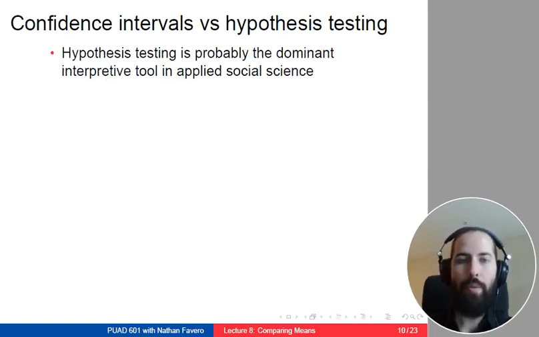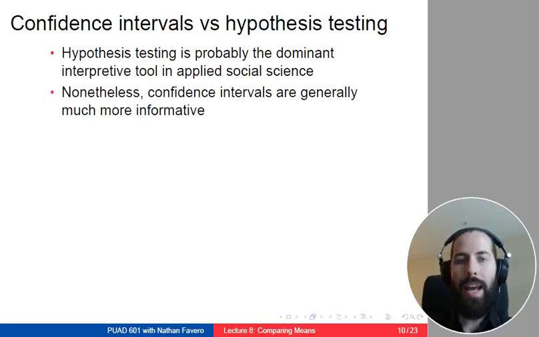Hypothesis testing is probably the dominant interpretive tool that we see in applied social science. So if you're reading academic articles, you're probably more likely to see people talking about statistically significant results, which refer to hypothesis tests, than you are to hear them talk about confidence intervals. If you read journalism about science, you're often going to hear them talk about statistical significance, probably more so than confidence intervals. So hypothesis testing really is a dominant tool. However, hypothesis testing has actually received some criticism because it turns out the confidence intervals generally give us more information.